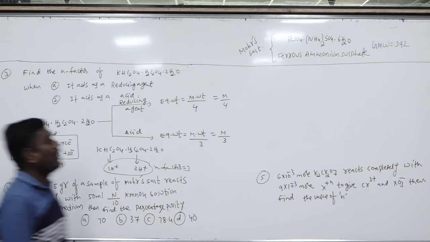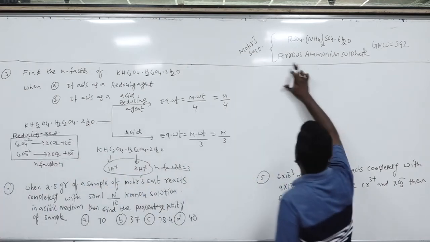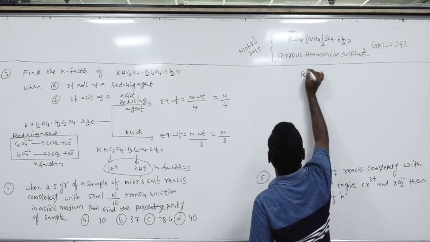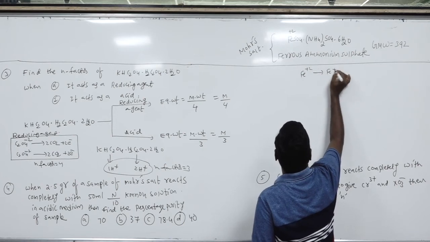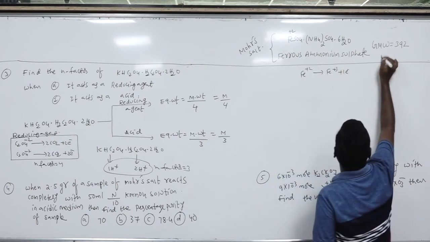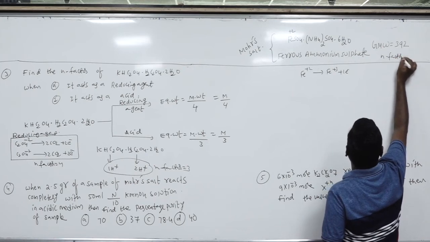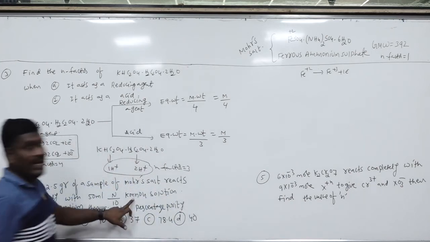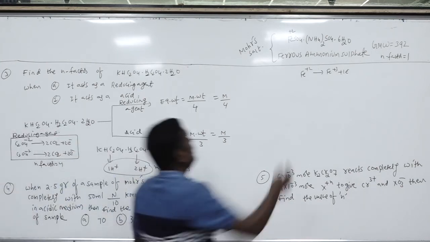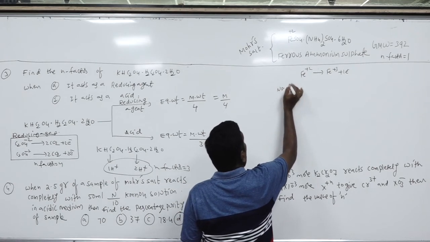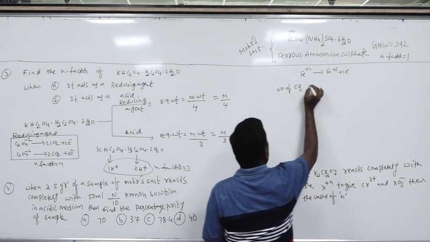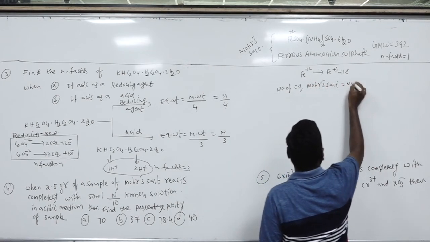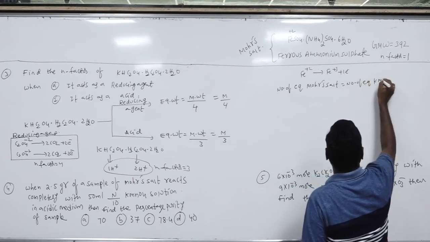Now, in this reaction, the ferrous ion's oxidation number is +2. That means in Mohr's salt, the ferrous ion gets oxidized to the ferric ion. So what is the N factor for Mohr's salt? 1. What is the N factor for KMnO4 in acidic medium? 5. We know. Now tell me, number of equivalents of Mohr's salt is equal to the number of equivalents of potassium permanganate.